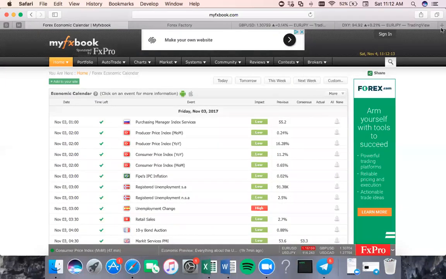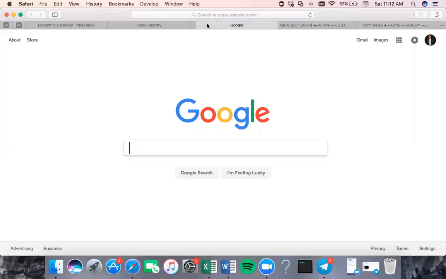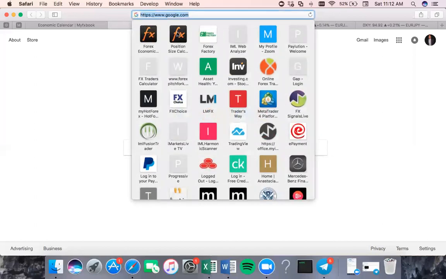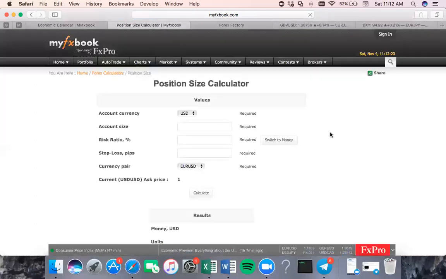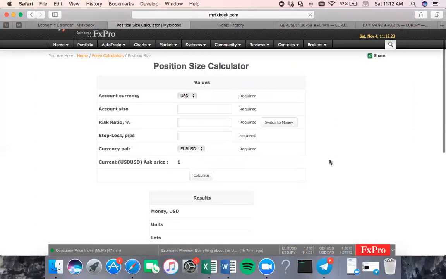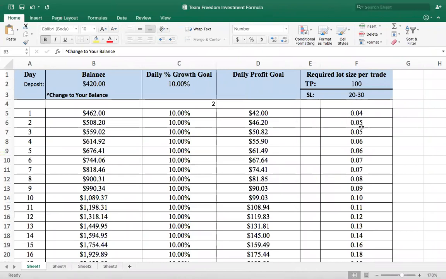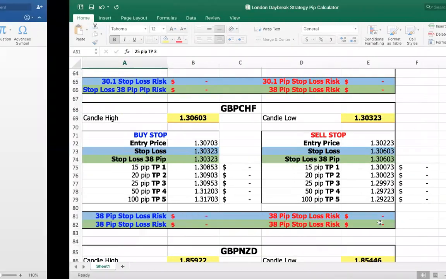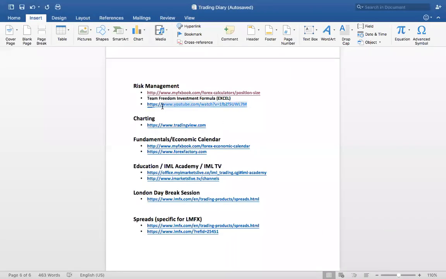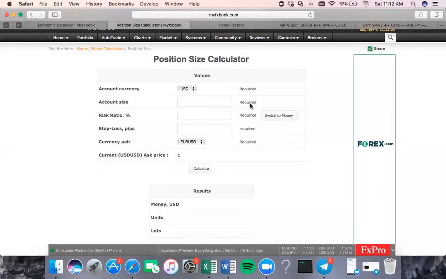On the risk management, I taught you all how to use the position size calculator. The position size calculator gives you what your lot size needs to be and gives you extra confirmation based upon the lot size presented in the Team Freedom Investment Formula Excel. So please pay attention to this YouTube video link that I'm about to give out. It teaches you how to use this position size calculator in combination with the Team Freedom investment formula sheet. And it's simple math, guys.